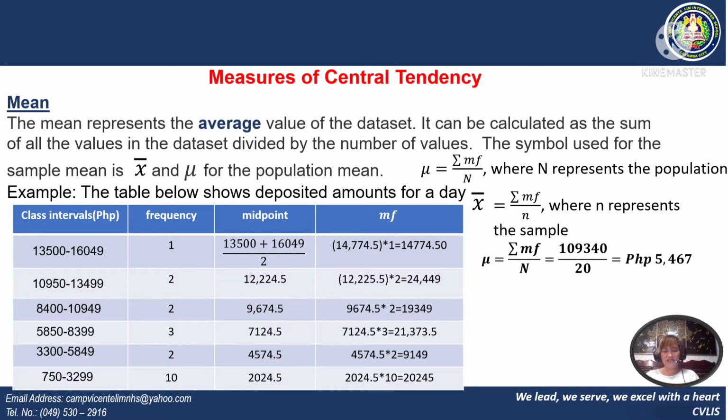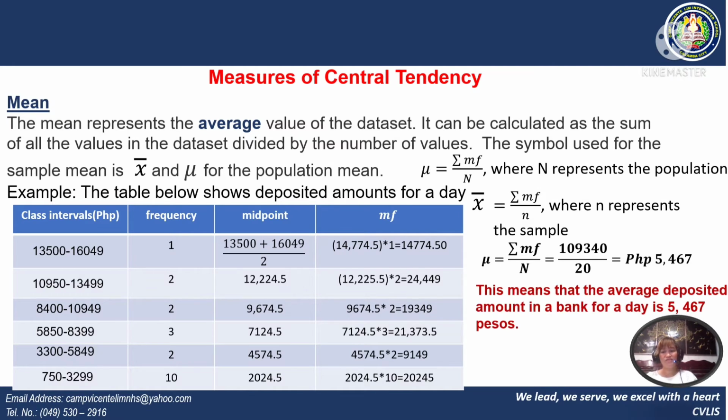And then you add, or get the summation of all the products between the midpoint and frequency for each class interval. 14,774.50 plus 24,449 plus 19,349 plus 21,373.50 plus 9,149 plus 20,245. Okay, so that gives us a sum of 109,340. And then you have to divide this sum by 20, as the number of population.